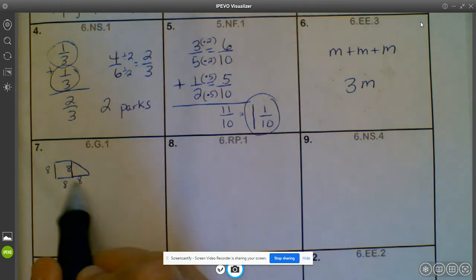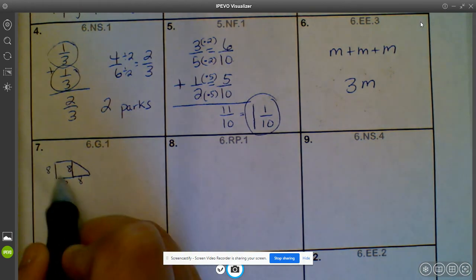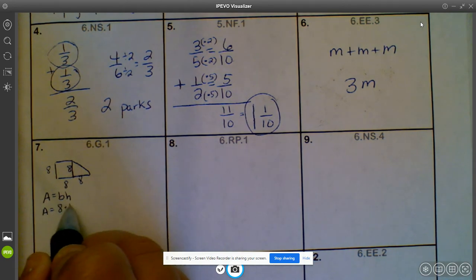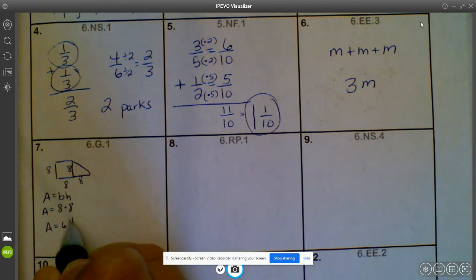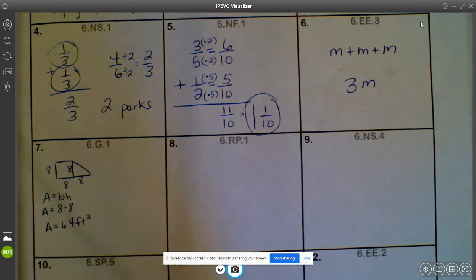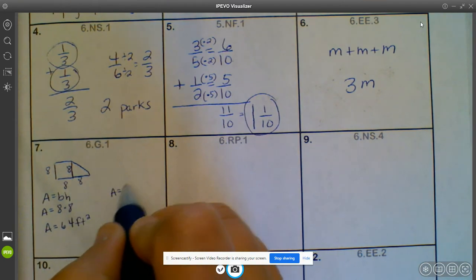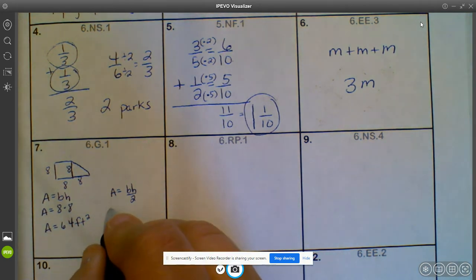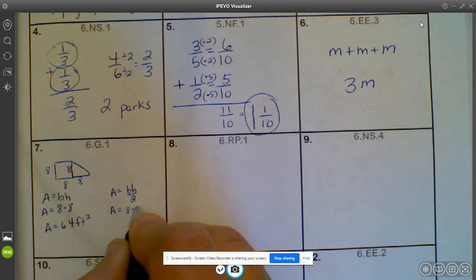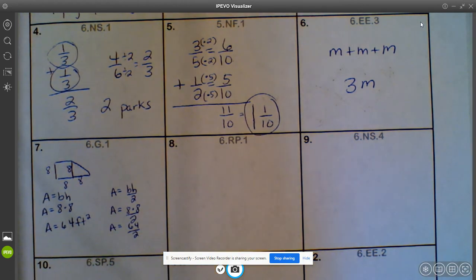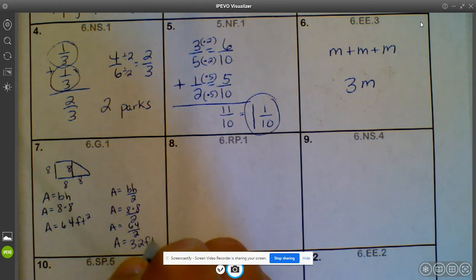So we're going to decompose this trapezoid and find the area of the square first, which is base times height. So the area would be 8 times 8, which is 64, and this is feet squared. And then the triangle area equals base times height divided by 2, or you can do 1/2 of the base times the height. Area equals 8 times 8 divided by 2, so the area equals 64 divided by 2. And that area would be 1/2 of 64, which is 32 feet squared.